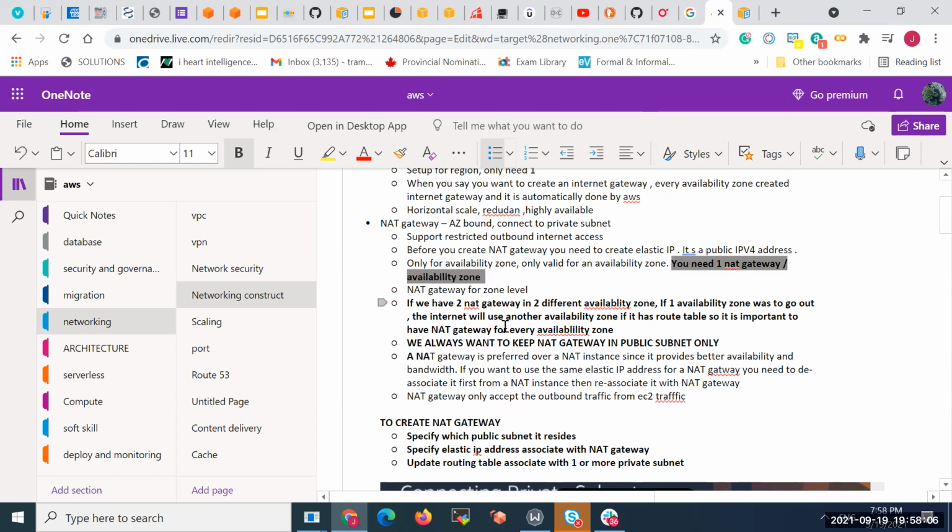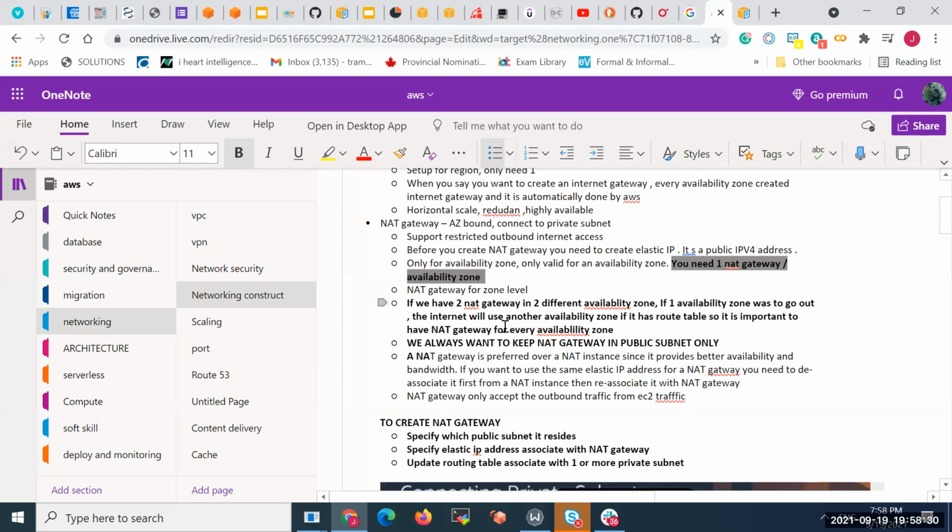We want to keep the NAT gateway in the public subnet only, because it helps to connect to the outside network. You really don't need a NAT gateway in the private subnet. You only need it in the public subnet.